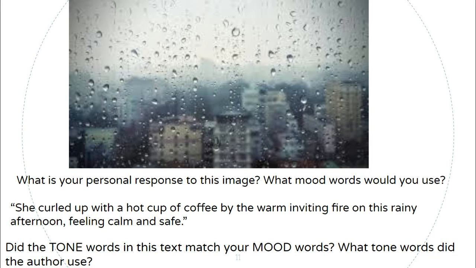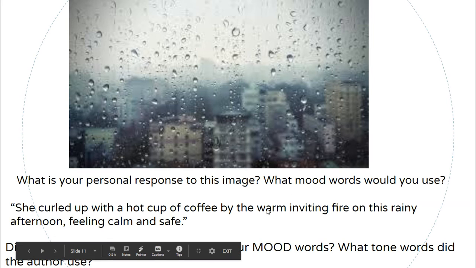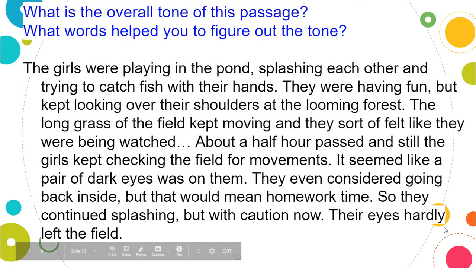Some tone words that the author would use are warm and inviting, positive connotation. Calm and safe are also positive. So because of these tone words, it changes from a negative connotation to a positive connotation. So let's think about the overall tone of this passage. What words helped you figure out the tone?